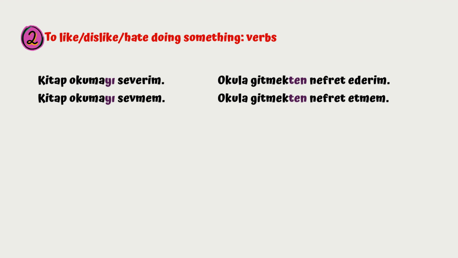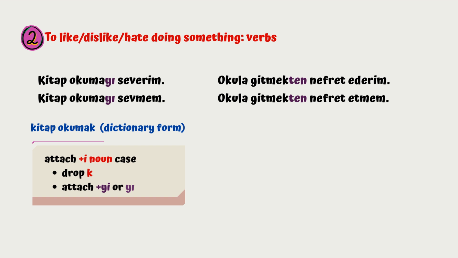So kitap okumak is in dictionary form. The very first thing we do, we drop K, right? And we attach Y or Y. So if it ends with mek, we're going to attach Y following vowel harmony rules. And if the verb ends with a mak, then we're going to drop K and attach Y.